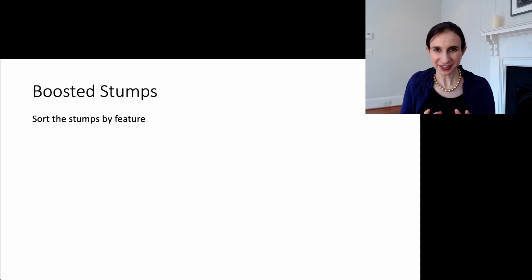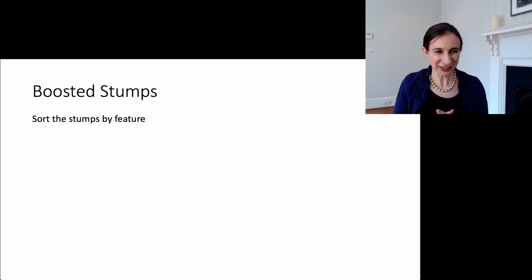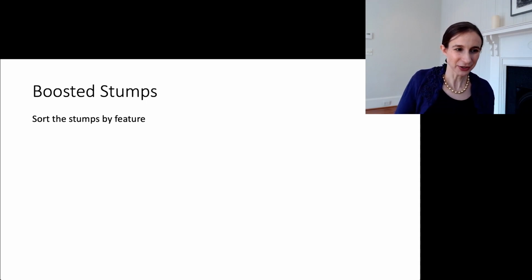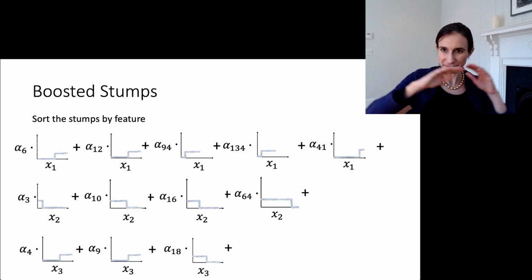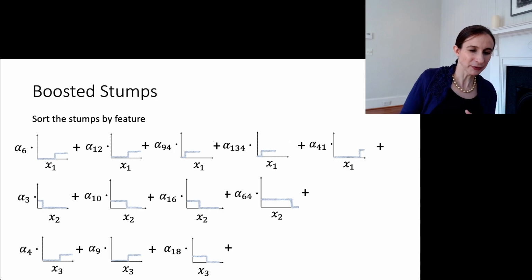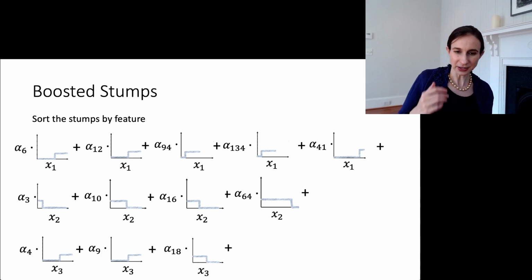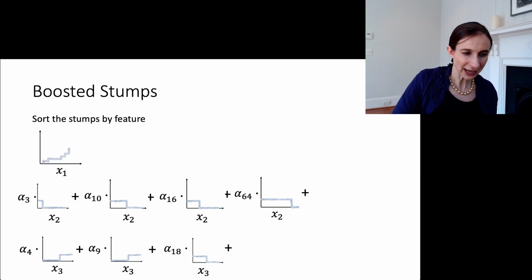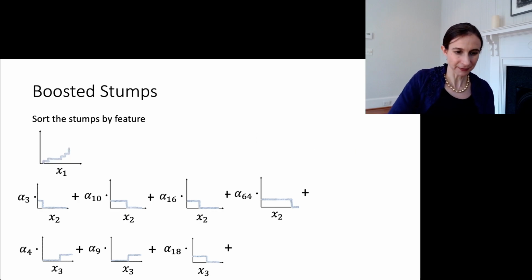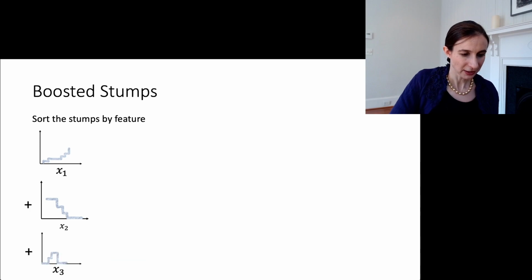Okay, so now here's the interesting thing about it. You sort the stumps by feature. So you take all the stumps for feature 1, you put them in the first row. Take all the stumps for feature 2, put them in the second row, and so on and so forth. And then you add them up by row. And what you get are these functions: f1, f2, and f3.